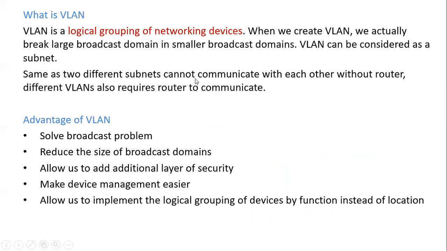Two subnets cannot communicate without a router. So you require a router to communicate between two subnets. Similarly, even for two different VLANs, we require a router. And all the PCs within the VLAN are broadcasted to. All the messages, whatever packet is sent, are broadcasted within the VLAN.